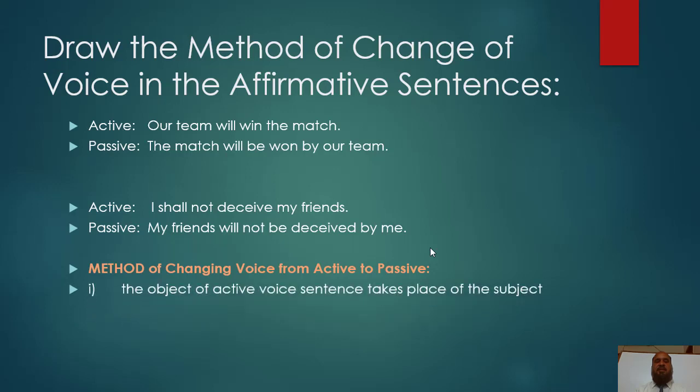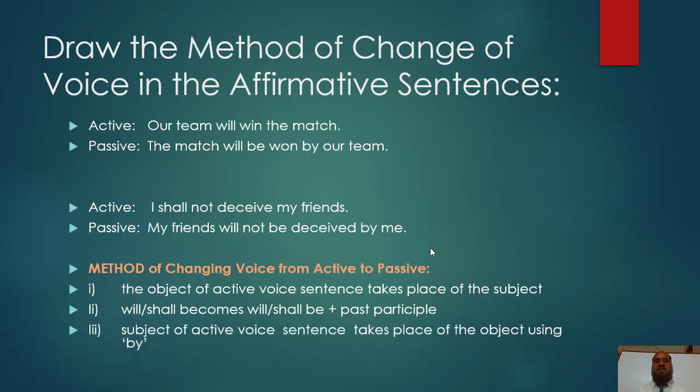first change is the same as of the present indefinite, past indefinite and future indefinite. That is, the object of active voice sentence takes place of the subject. And number 2, we use will or shall be plus past participle form of the transitive verb. And number 3, the change is the same as we make passive of the present indefinite, past indefinite and future indefinite. The subject of the active voice sentence takes place of the object using by.